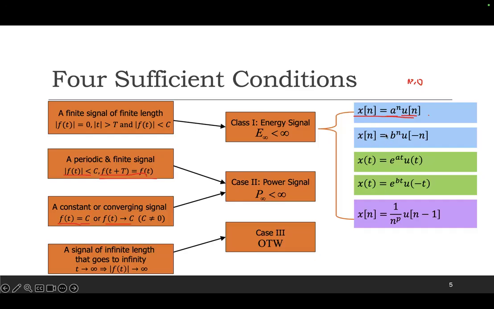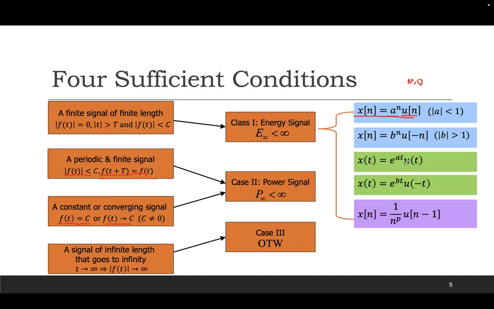Yeah, actually, we talk about those signals. If you want these signals to belong to class 1, there should be a condition. It's not like any signal that looks like that will be class 1. For the first one, do you remember what's the condition? Yeah, the absolute A should be smaller than 1, and for the B, the absolute B should be greater than 1.